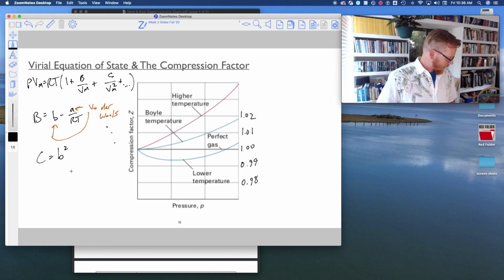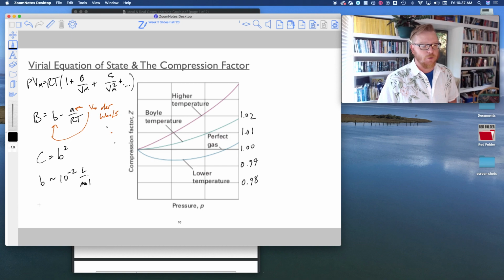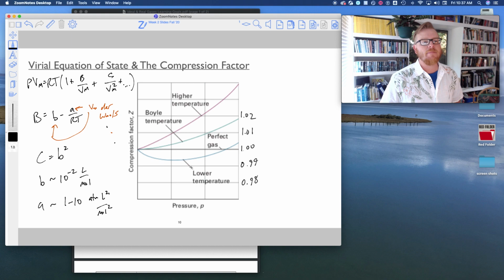Okay. And so let's see here. What else can I say about this? You saw typical values for a and b from that previous slide, if you recall. So b is always about 10 to the minus 2 liter per mole, and a is in the vicinity between 1 and 10 atm liter squared per mole squared. And so what that means is this a term really can dominate.